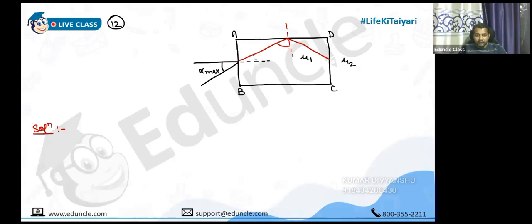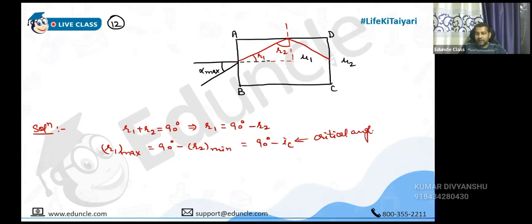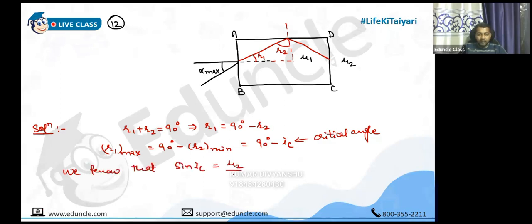Okay, so this is R1. Can I call this R2? So I have to focus on this R2 only, I think. And one more thing, if I extend these lines, this R1 plus R2 is coming out to be 90. So R1 is 90 minus R2. And what is the max value of R1? It will be 90 minus the minimum value of R2. And the minimum value that R2 can have is the critical angle. Because if this is less than critical angle, then TIR will not take place and the ray will go out from face AD, and that is not required. That cannot happen. And we know that sine of the critical angle is mu2 by mu1.